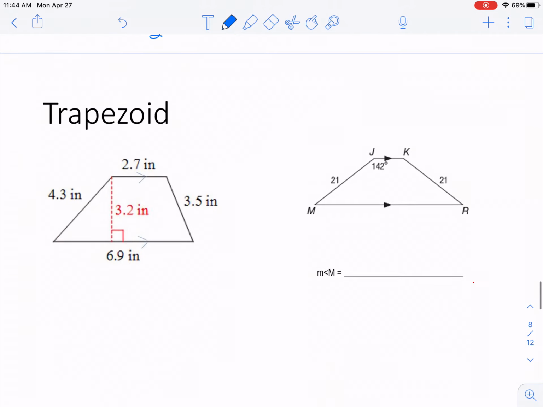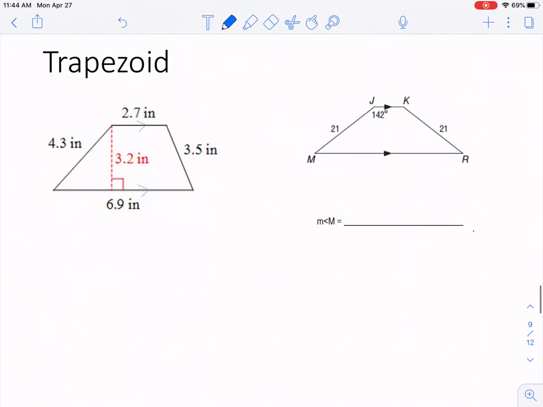You're correct. All right, so how are we going to do that in question number 1 for trapezoids to find the area? You're right. So we're going to average the bases. So we're going to take 2.7, add that to, not 3.2. What's the other base? You're right, 6.9. We're going to divide by 2, and then we're going to multiply the whole thing by the height, which is 3.2.